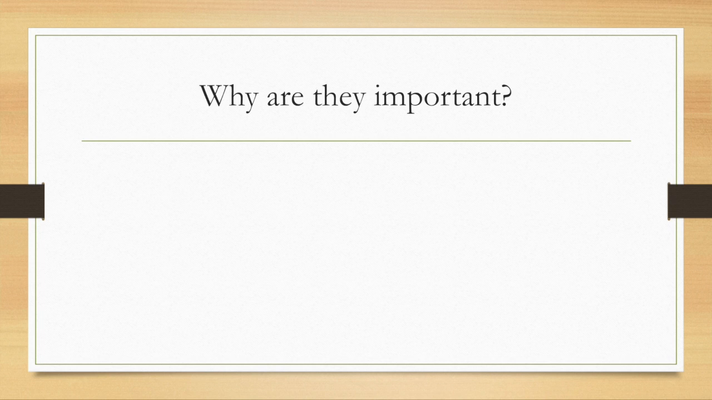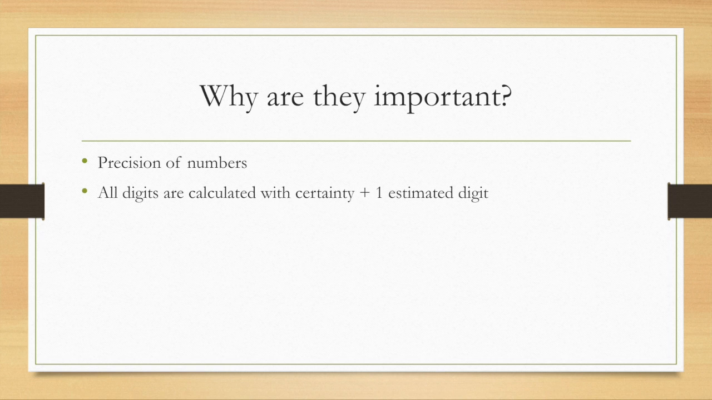So the first thing, why are they important? Well, significant figures tell us how to round, but they also make sure that the answer we get from a math question is not more precise than the number that we started with. So it's basically for precision of numbers. And also, whenever we do significant figures, all the digits are calculated with certainty, plus we add the last digit, which is just an estimated digit.